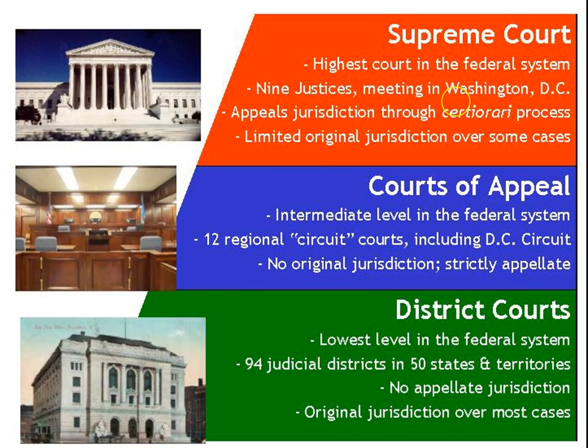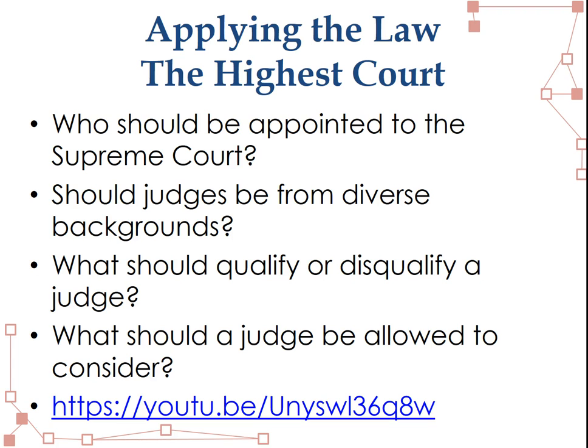meet in Washington, D.C. And the appeals process is through what they call a writ of certiorari, and we'll talk a little bit about that further in the chapter, and that's the process that you have to go through in order to get a case heard at the United States Supreme Court. And they don't hear every case. Matter of fact, they hear very few. But they pick and choose the cases that they want to hear.